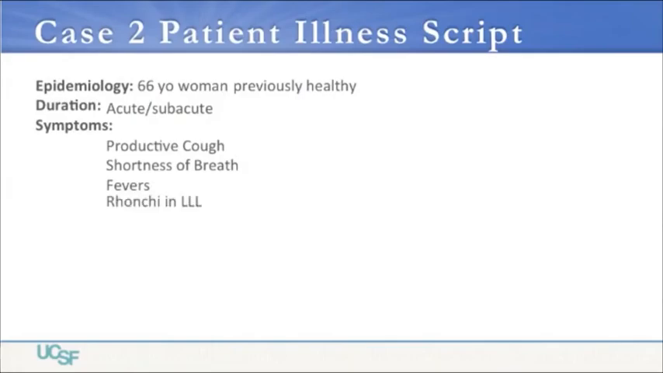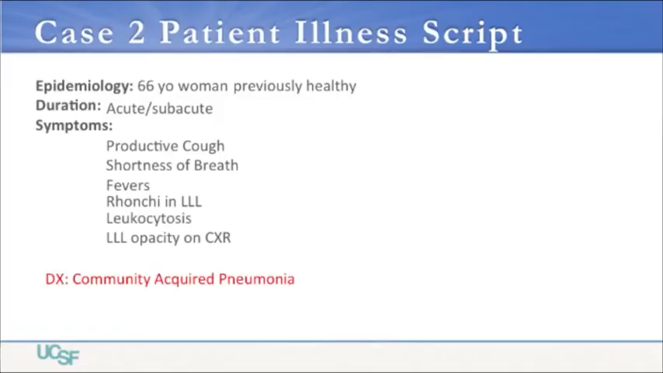You did your exam, and that showed rhonchi in the left lower lobe. You ordered a chest x-ray, and that showed a left lower lobe consolidation, and you made your diagnosis off of that, okay? This actually doesn't look, again, too different from what happened with the broken wrist. But then things changed.